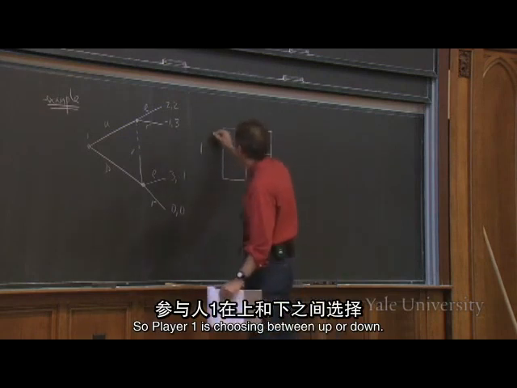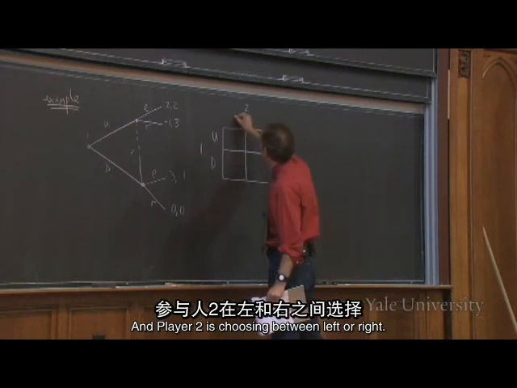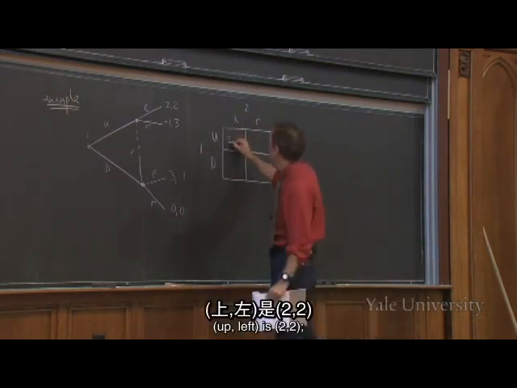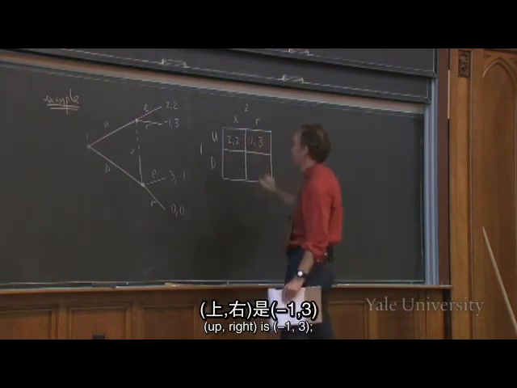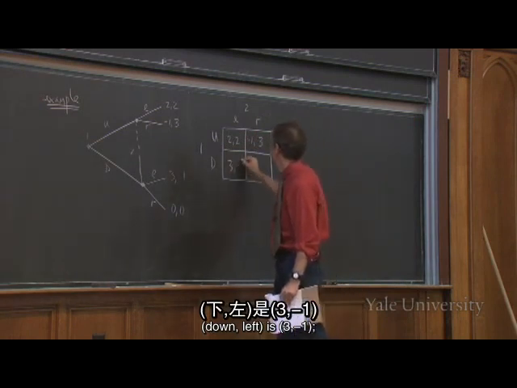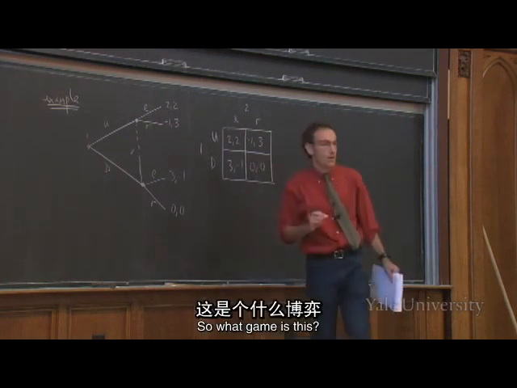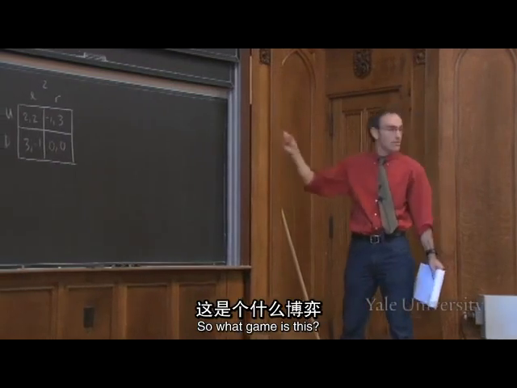All right, so player 1 is choosing between up or down, and player 2 is choosing between left or right, and the payoffs are as follows. Up left is 2, 2. Up right is minus 1, 3. Down left is 3, minus 1. And down right is 0, 0. All right? So what game is this?